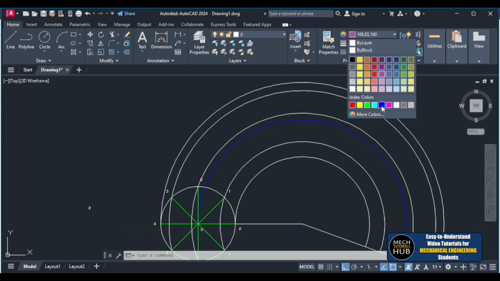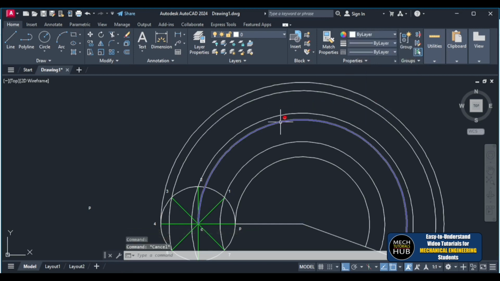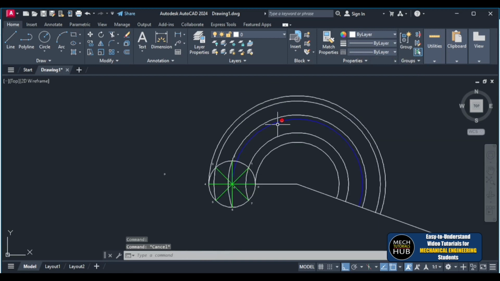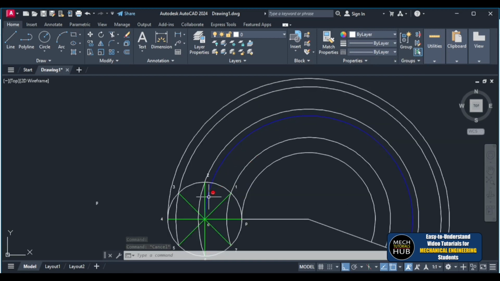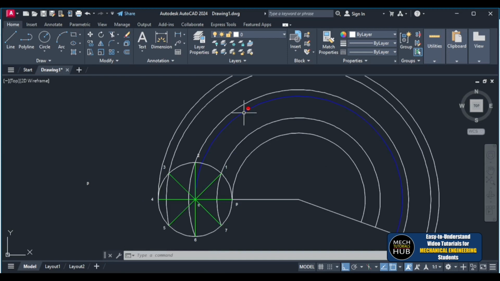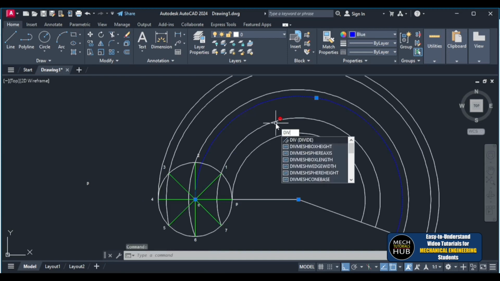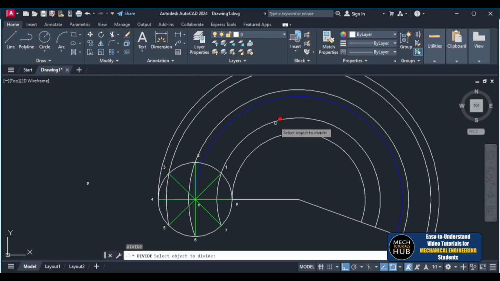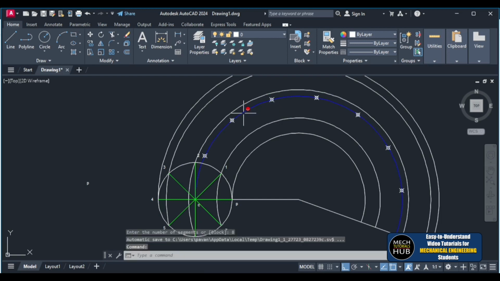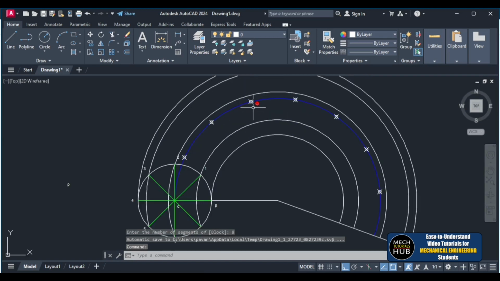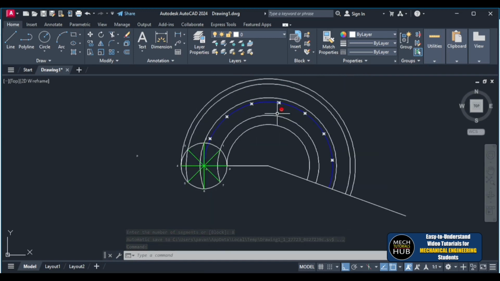Change the color. Okay, let me divide the center curve into as many segments as we have divided the circle. Select DIV, division, or divide, is the tool available. Select the curve and say, as you have divided the circle into 8, divide the curve also into 8 parts. Okay, it got divided. Point type is activated, that is the reason you got all the points.